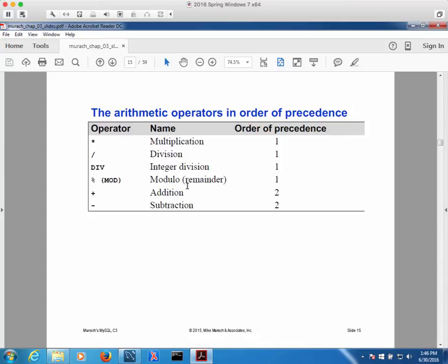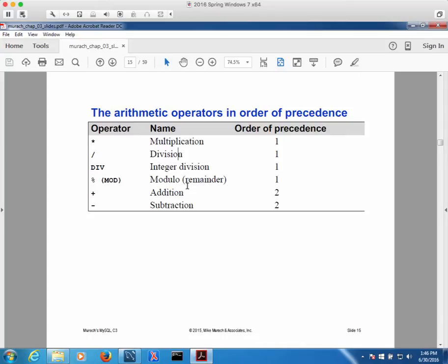Two things that are not as commonly known to non-programmer types: if you want to do integer division, which means that you want to get the result without the remainder, with no fractions, you can use div. And if you want to get the remainder, which is sometimes called modulo or the modulus, you use the percent or you use mod.